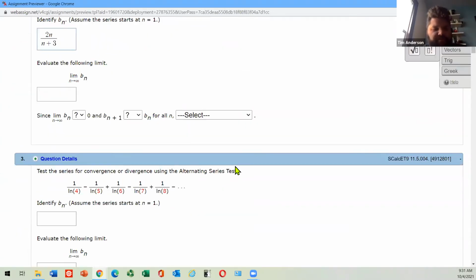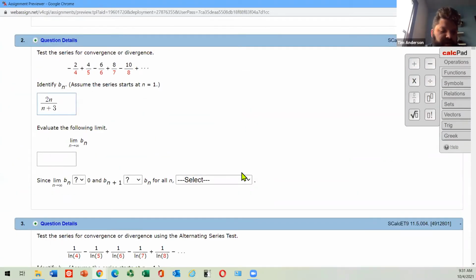So is there a reason we couldn't write it like 2n over 3 plus n? Because I think that makes more sense to me. Yes, write it that way if it makes more sense to you.